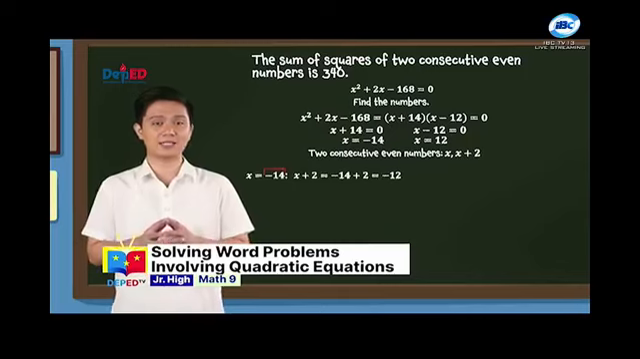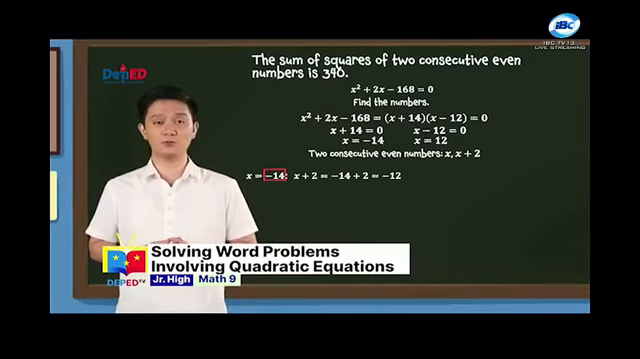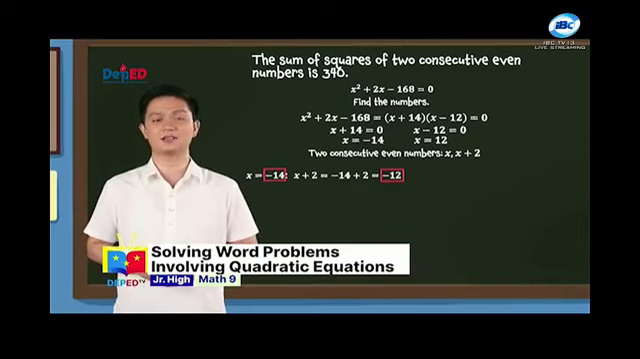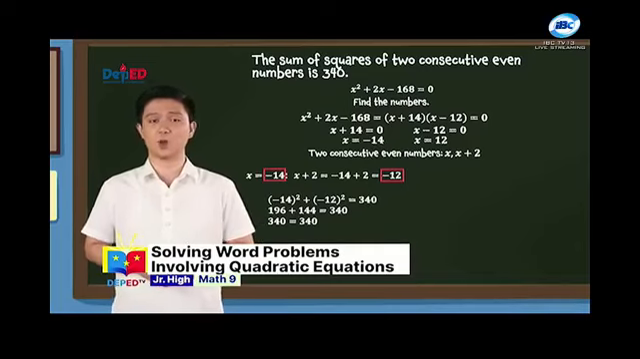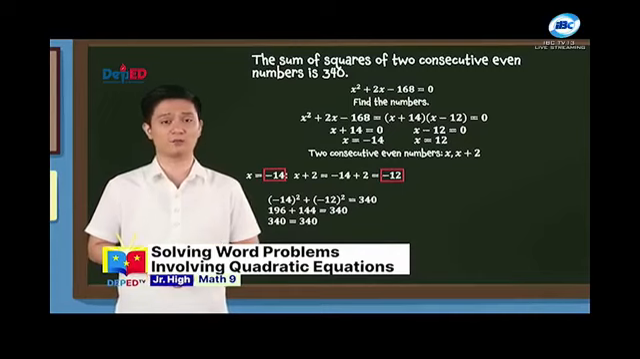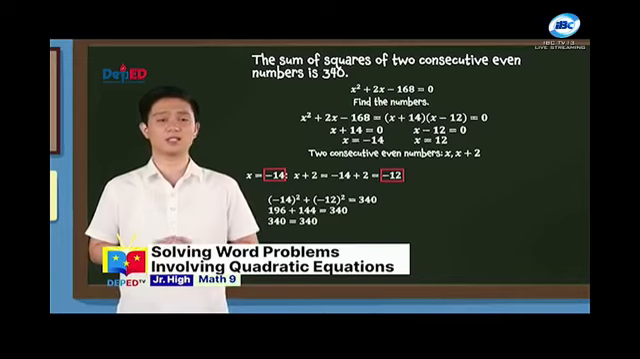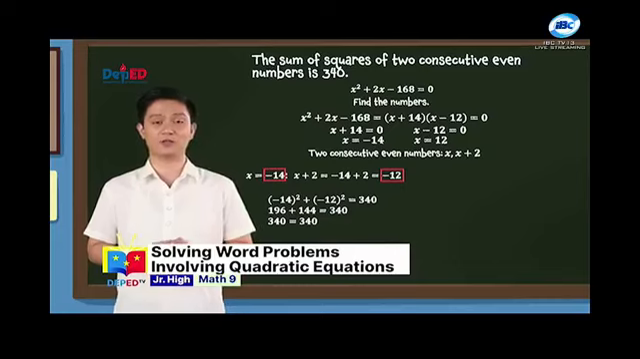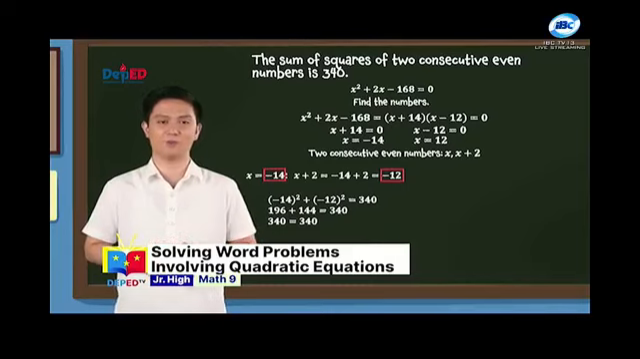This means that when x is negative 14, x plus 2 must be equal to negative 14 plus 2 or negative 12. Let's see if they satisfy the condition that the sum of the squares is 340. We have the square of negative 14 plus the square of negative 12. Is it equal to 340? 196 plus 144. Is the sum equal to 340? Yes, the sum is 340, so they are correct. Indeed, negative 14 and negative 12 are the numbers we are looking for.